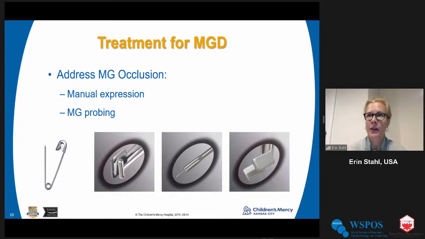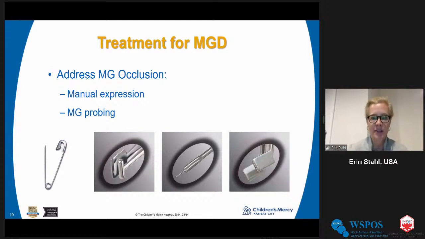I found out there was one in our lacrimal tray. And as I was trying to figure out what fit into that gland, that was the one that worked the best. There's commercially available meibomian gland expressors and probes in the mask and probe. I actually haven't used any of these because my safety pin works really well.